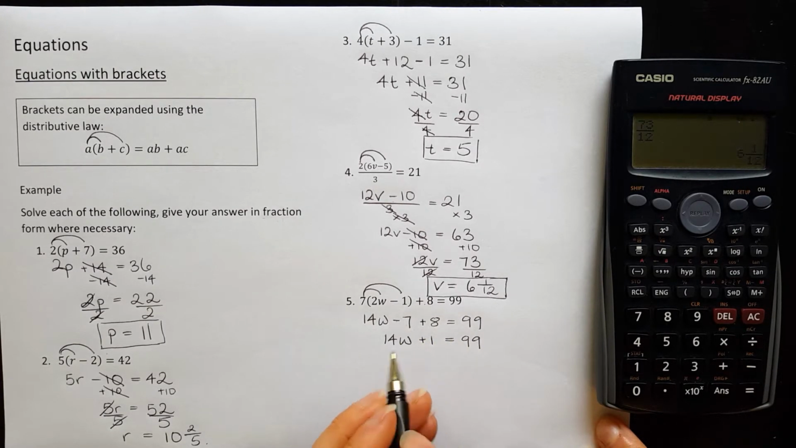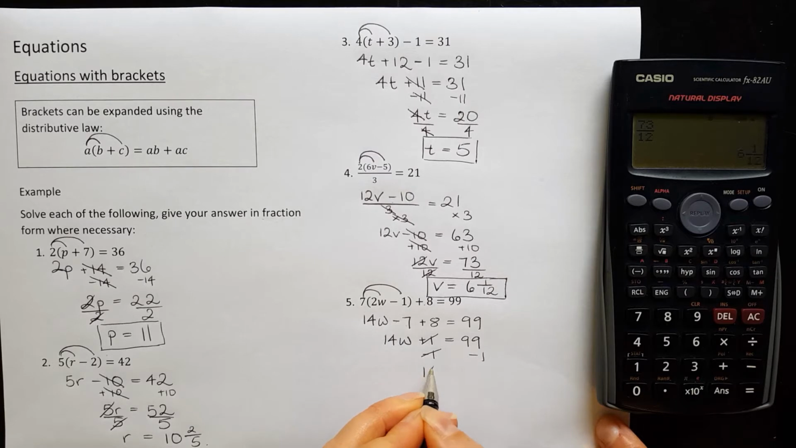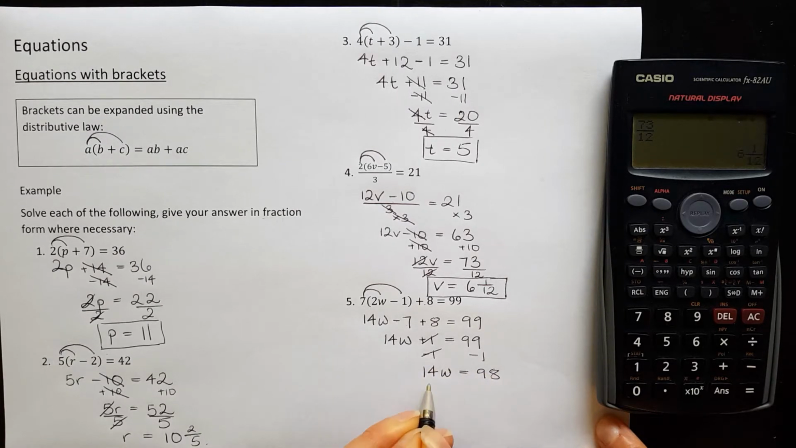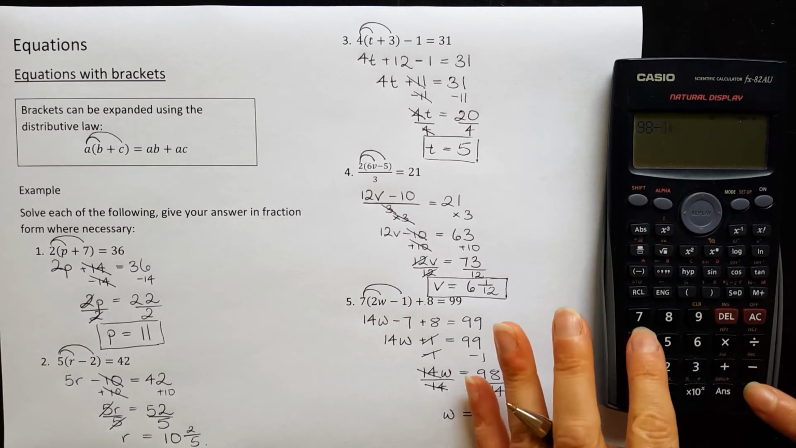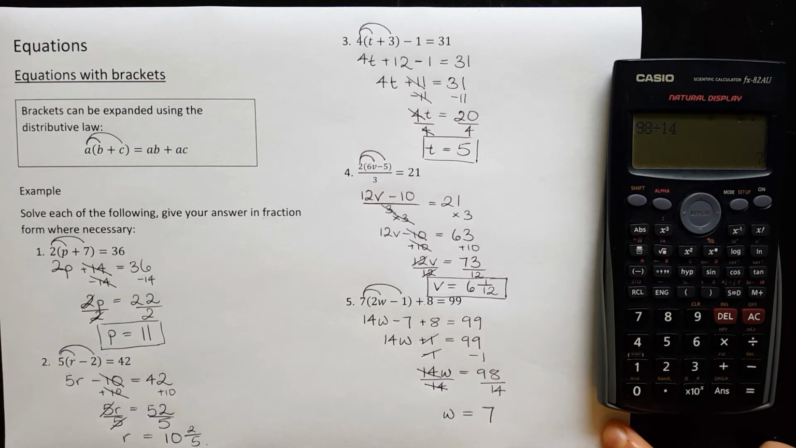Okay, 2 numbers to move away. Starting with the 1, we want to subtract 1 from both sides. 14w is equal to 98. Then I want to divide by 14. W is equal to, so 98 divided by 14 goes exactly 7 times.